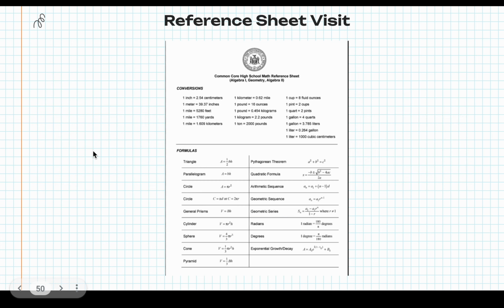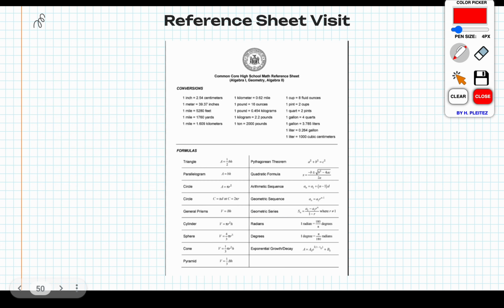Now, if we visit our reference sheet, you'll see that for cones and for pyramids, it is given to us exactly like that. For a cone, we have 1/3 of pi r squared times the height. And for a pyramid, it just gives us 1/3 of capital B times H. But again, that capital B depends on the shape of your base.